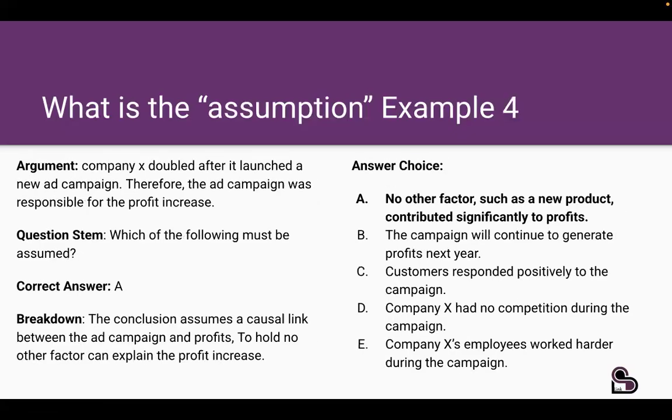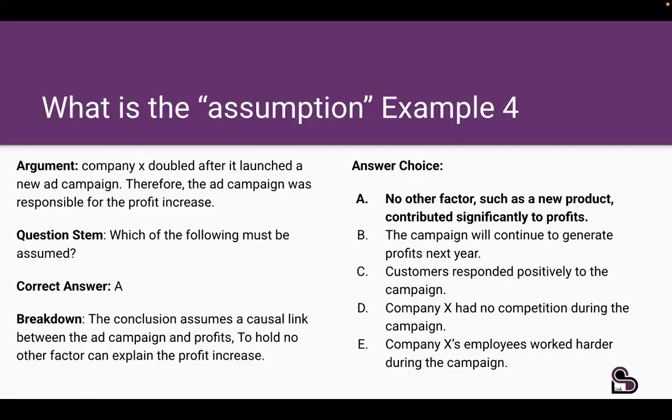All right, example 4. Company X's profits doubled after it launched a new ad campaign. Therefore, the ad campaign was responsible for the profit increase. Question stem: which of the following must be assumed? Now again, which of the following must be assumed? We know it's an assumption question.